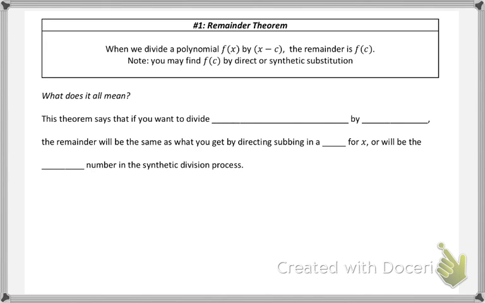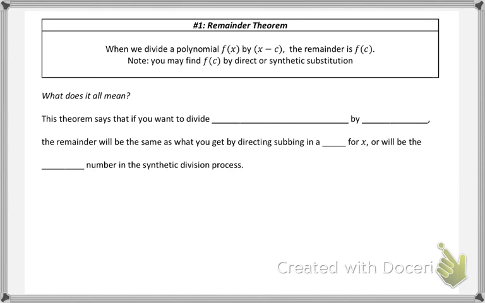So just a little note that you could either find f of c by direct substitution, which is what you are used to doing, or by synthetic substitution, which is really just synthetic division, but you're just looking at the remainder. So what does it all mean?